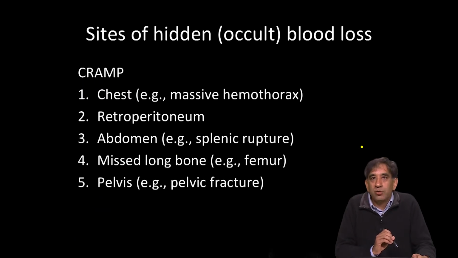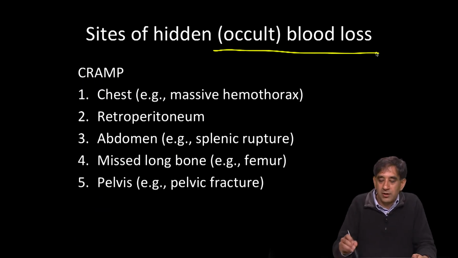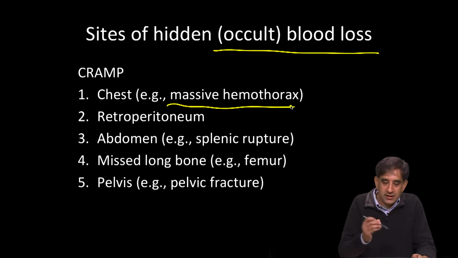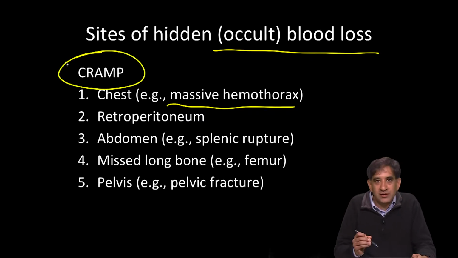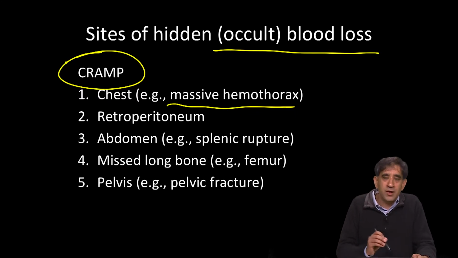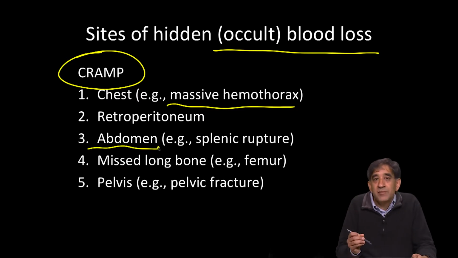So where are the places that you're going to look for occult blood loss in that patient? You're going to look in the chest. We already mentioned massive hemothorax. And this cramp mnemonic is a checklist that you want to go through in your mind. So you have a patient who is hypotensive or in shock. You're not sure whether they're losing blood. Remember the mnemonic CRAMP. So again, think about bleeding into the chest, into the retroperitoneum, into the abdomen.